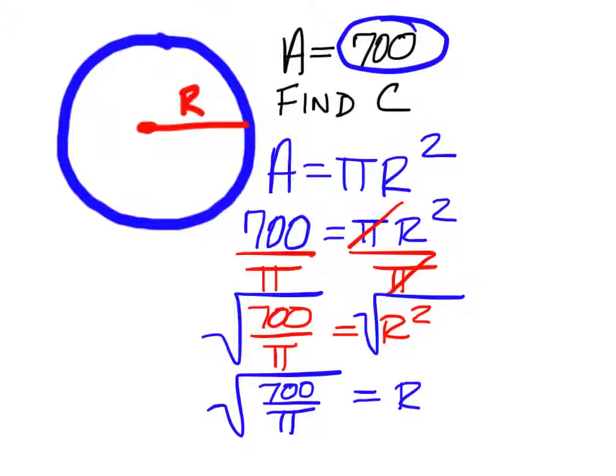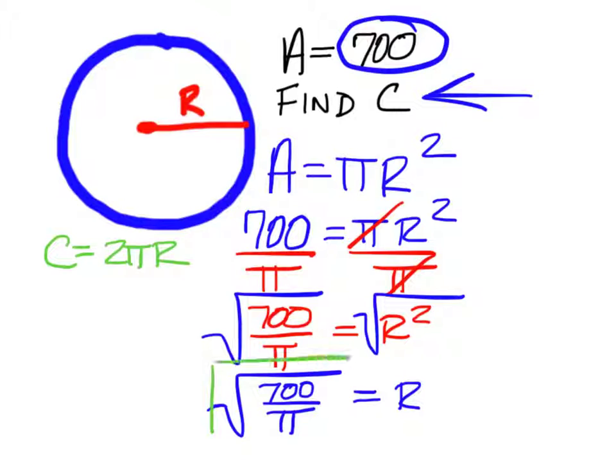But notice what you're solving for. You're solving for c. C is circumference. So in order to do that, you need the formula for c, which is 2 pi r. And you're going to plug in this value here where you see the r. So it'll be 2 pi and then times that value.